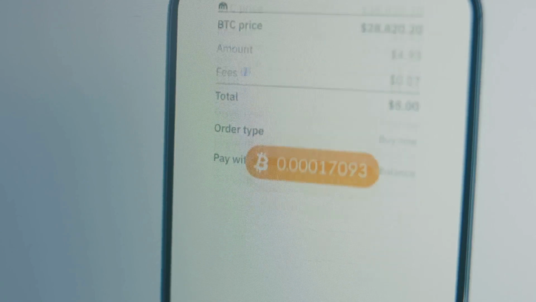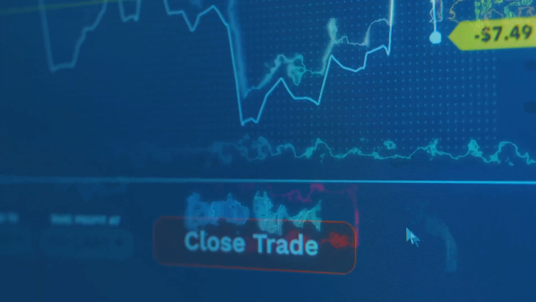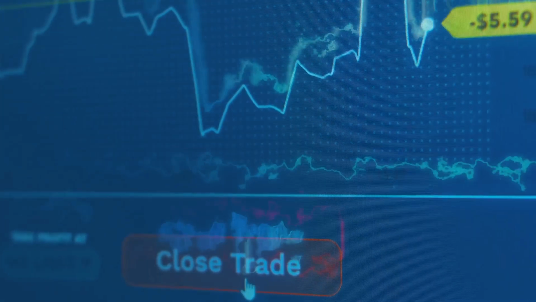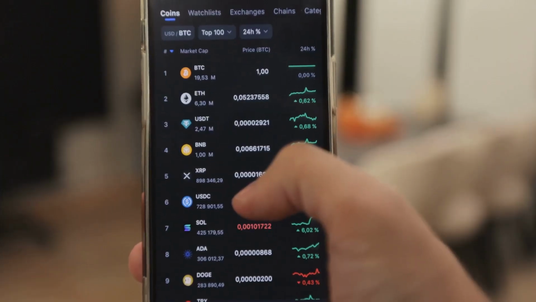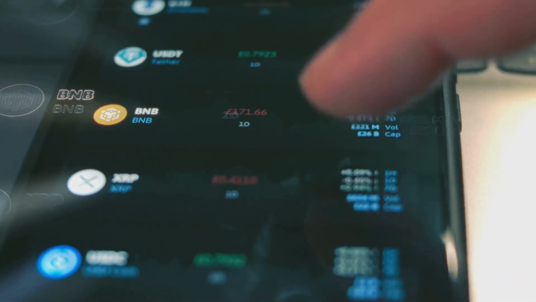Now, let's make our first trade. On the left-hand side, you'll see the market selector. Click on that and choose the trading pair you're interested in. Say you want to trade Bitcoin for Ethereum. Click on BTC ETH. Next up, the order form. This is where the magic happens.